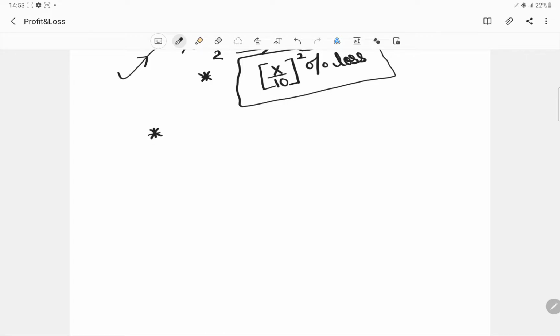So now, okay, there is also a concept of cost. I'll not go deep into it, but try to understand it as a very general term.